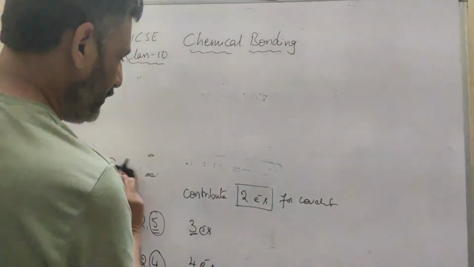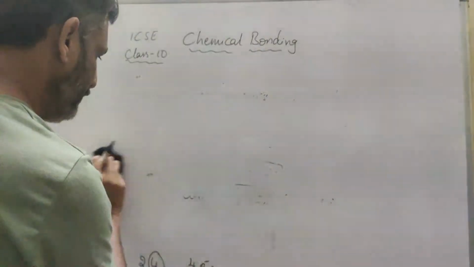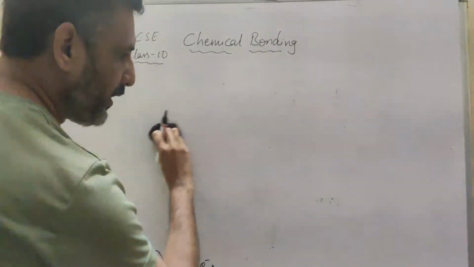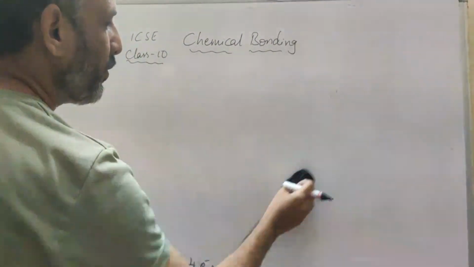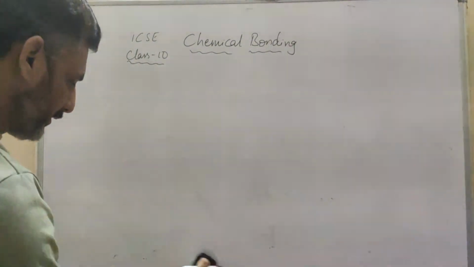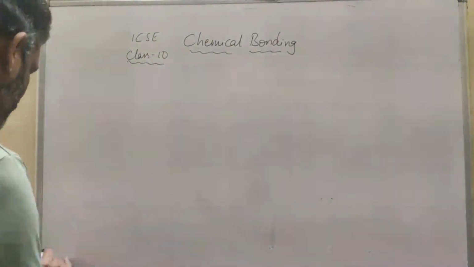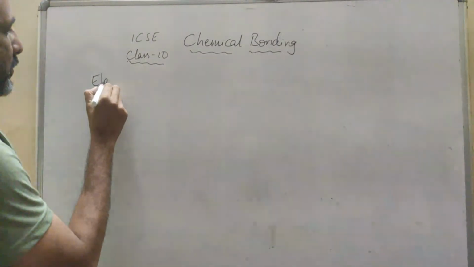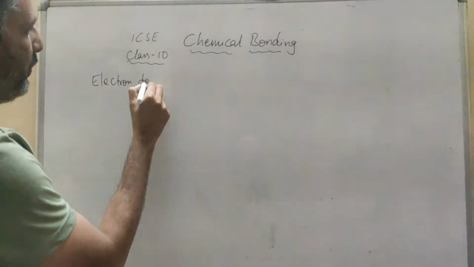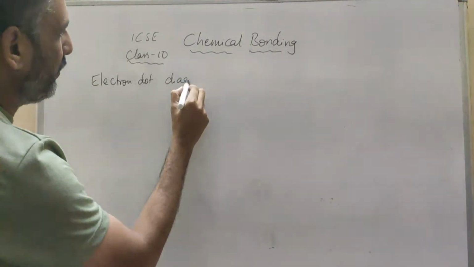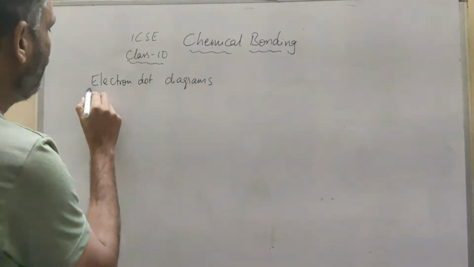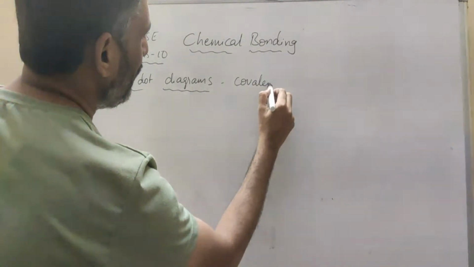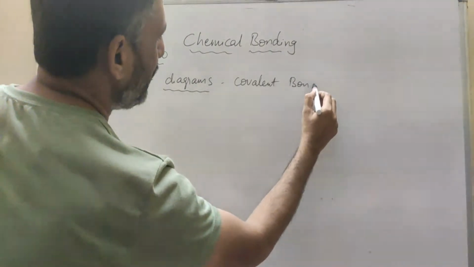Let's see some examples. So in ICSE class 10 board exam, we only focus on electron dot diagrams. Only electron dot diagrams we have to focus. So electron dot diagrams we are going to discuss now. In case of covalent bond, covalent molecules.